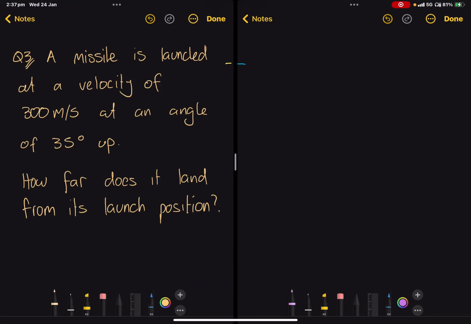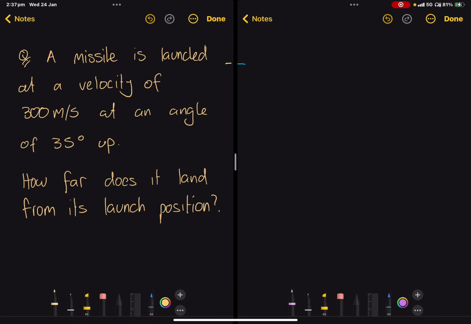So we're going to do another advanced mechanics question. Here we're told a missile is launched. So this is a new question. A missile is launched at a velocity of 300 meters per second at an angle of 35 degrees up. How far does it land from its launch position?